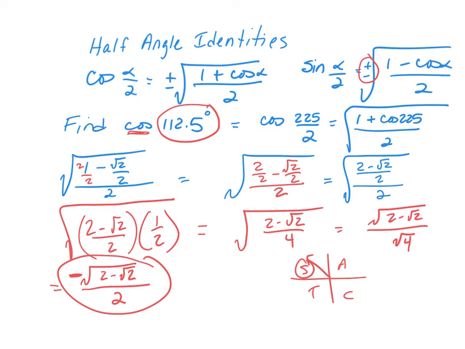So let's see how we check this. To check this, everybody in your calculator, make sure you're in degrees. Type in cosine of 112.5 and get your ugly decimal. It's going to be a negative something, right?